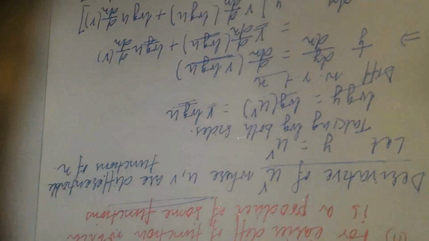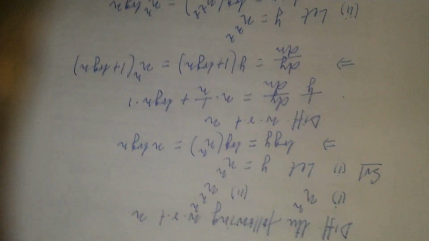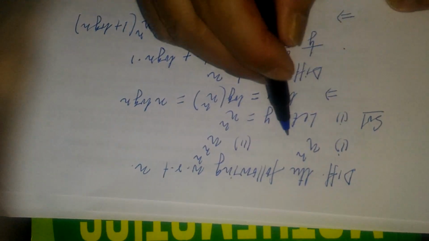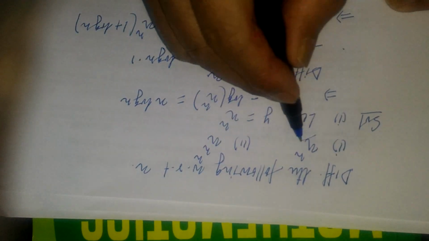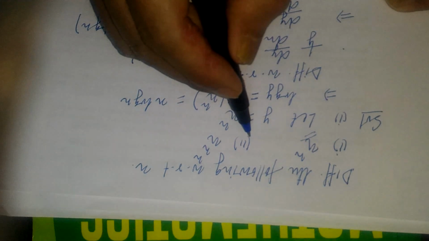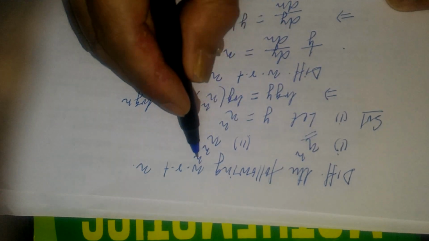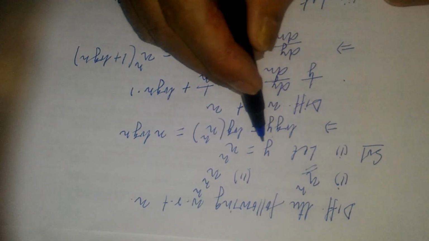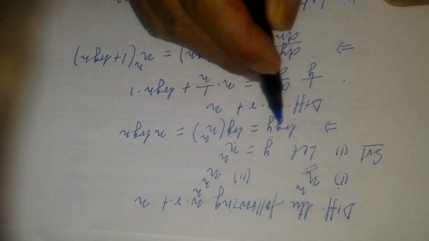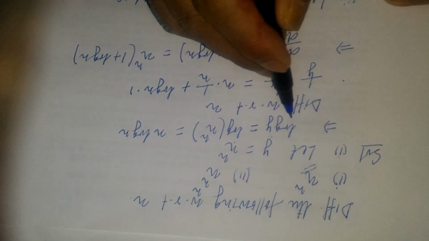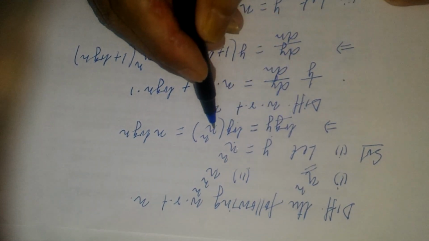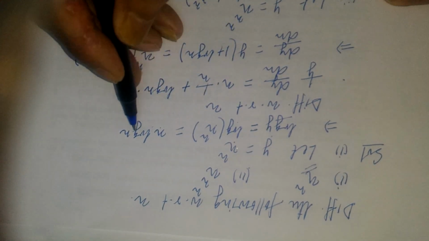We'll see some examples here. Differentiate with respect to x. The first function is x to the power x, and the second function is x to the power x to the power x. Now let y equal x to the power x, taking log on both sides. So log y is log of x to the power x, which can be written as x log x.